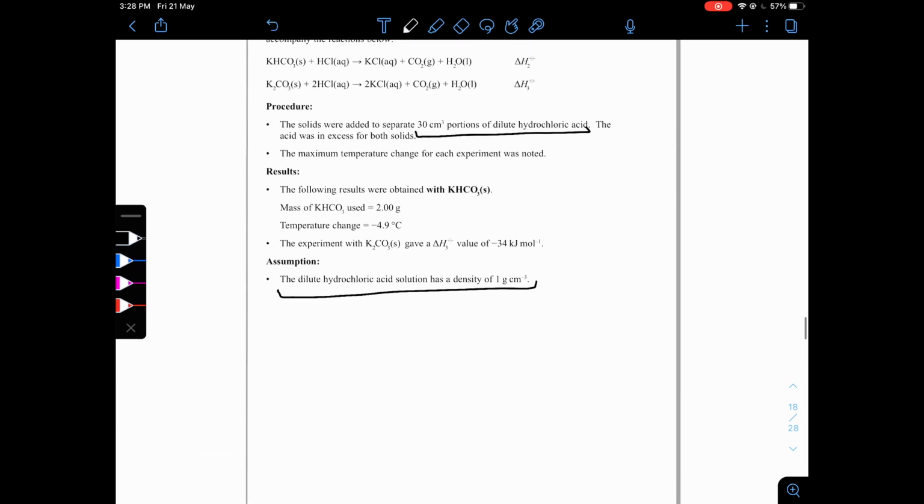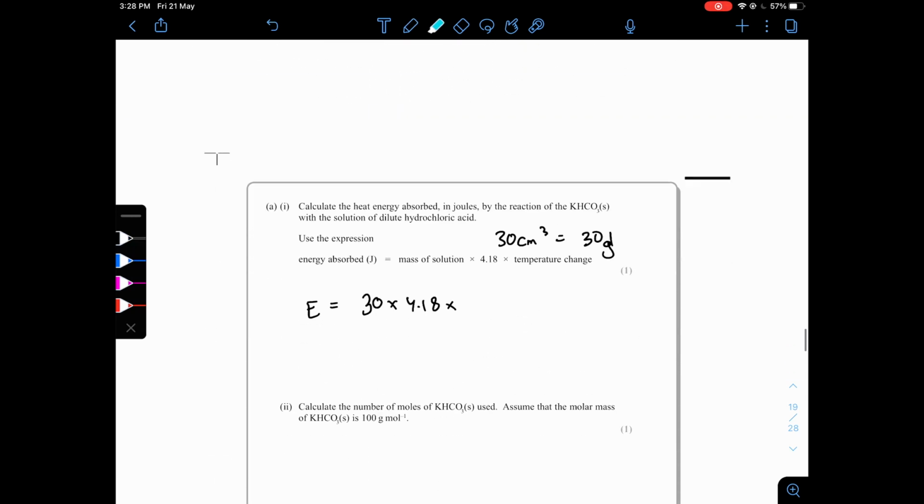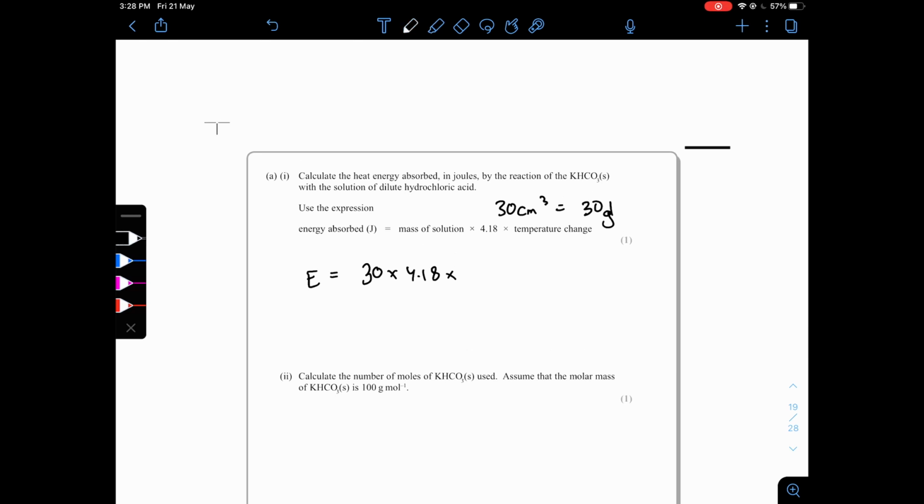We go back up. You can see the temperature change here is minus 4.9, or just 4.9, because energy cannot be negative. So 4.9, and what do we get? If we put it in the calculator, 30 times 4.18 times 4.9 gives us 614.46 joules.